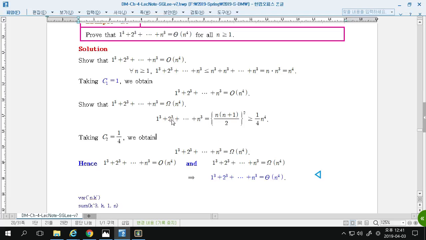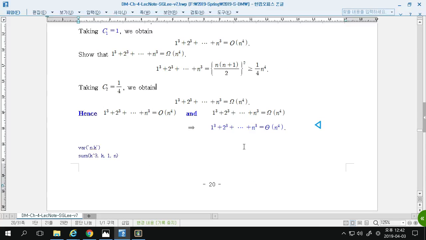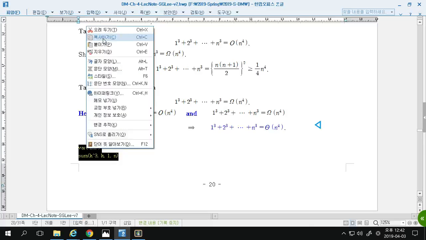Similarly, for the left-hand side, using the summation formula, the sum is bigger than or equal to 1/4 times n to the fourth power. If we choose C2 as 1/4, then the left-hand side is omega of n to the fourth. Since it's big O and omega, the left-hand side is theta of n to the fourth. That's it. We can check.